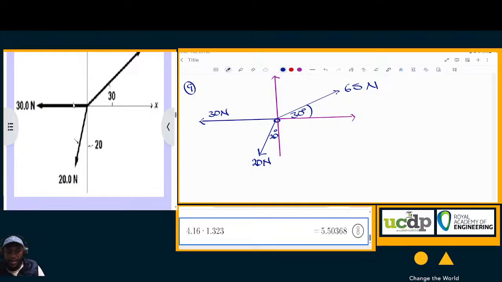So I've put up a sketch of my diagram there for the question, which is being shown, question 9. And the question is asking for the resultant angle.